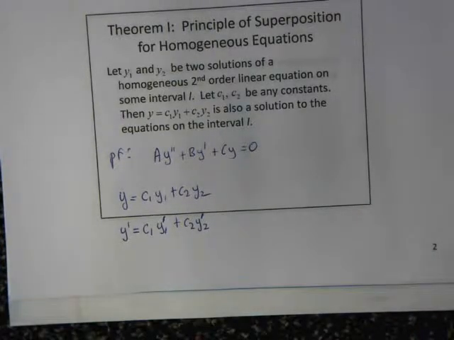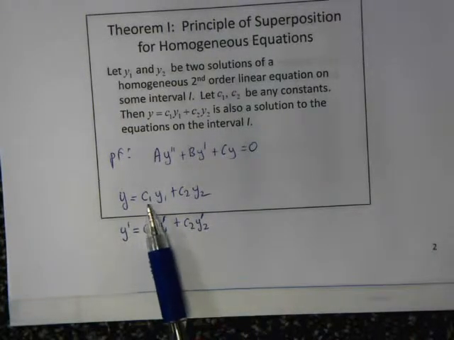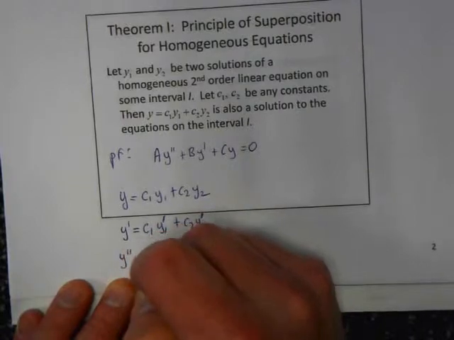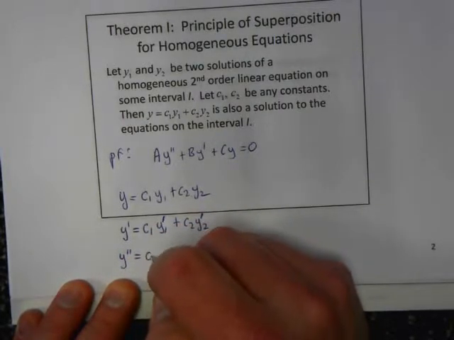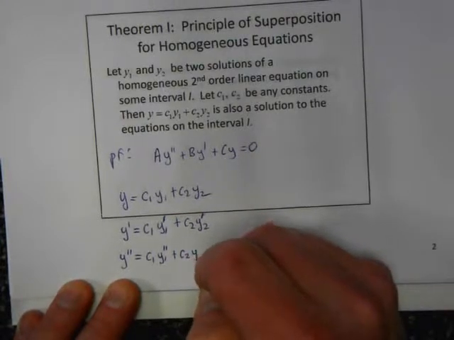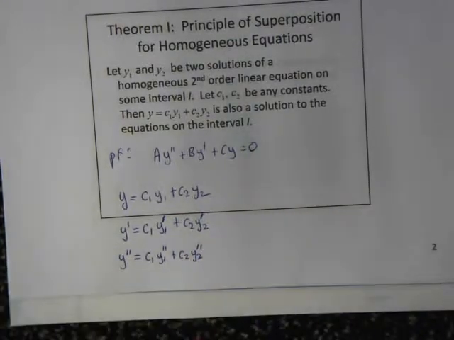How come I didn't have to use product rule there? I'm multiplying things together, c1 times y1. C is a constant. That's why I don't need product rule. And y double prime, by the same reasoning, is going to be c1 y1 double prime plus c2 y2 double prime.